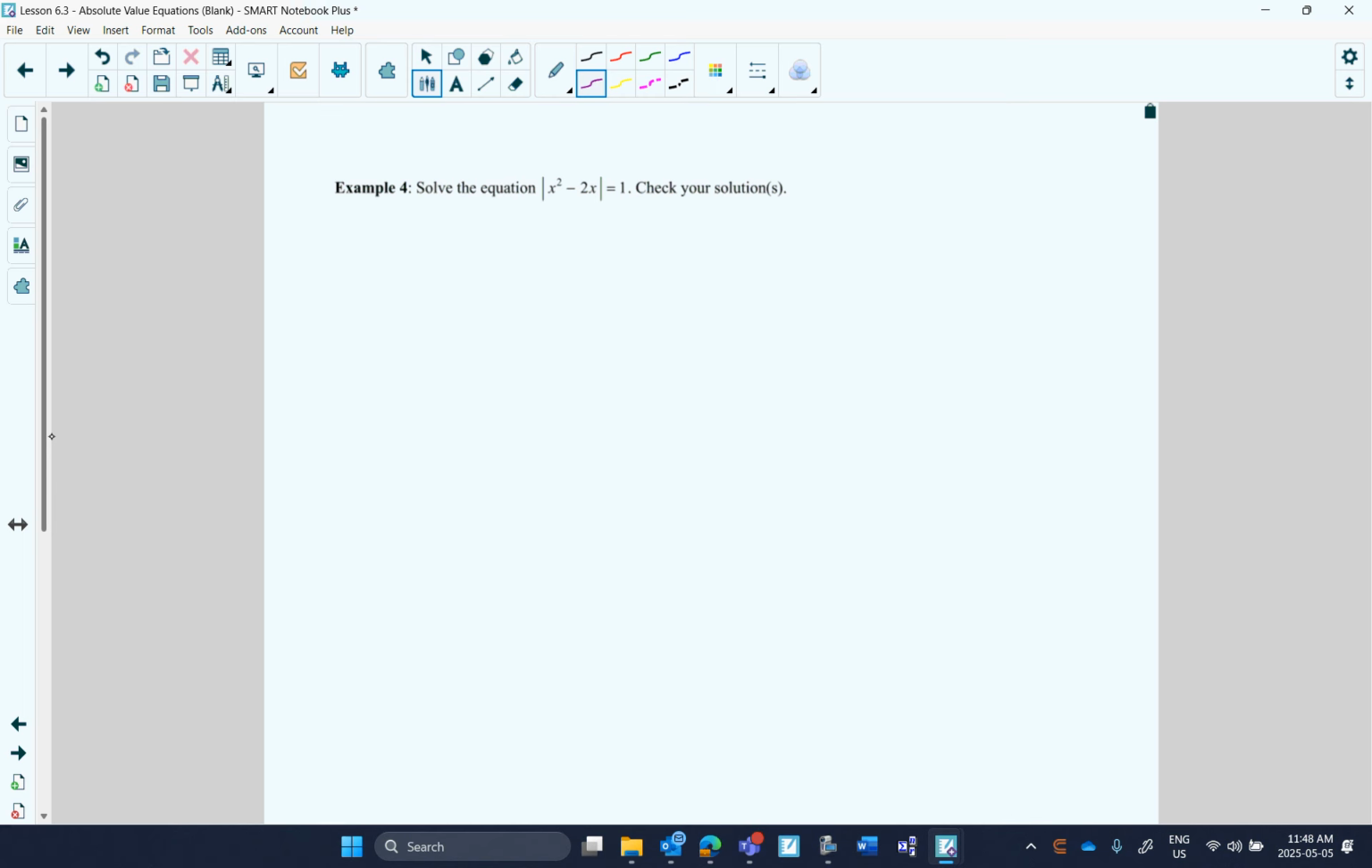What's the first step? Get the absolute value bars out. Make it equal to the positive of the right side, which is the exact same thing. Take the absolute value bars out and make it equal to, sorry, negative. And now we got to solve each one. How do I solve these? Move the one over, right?